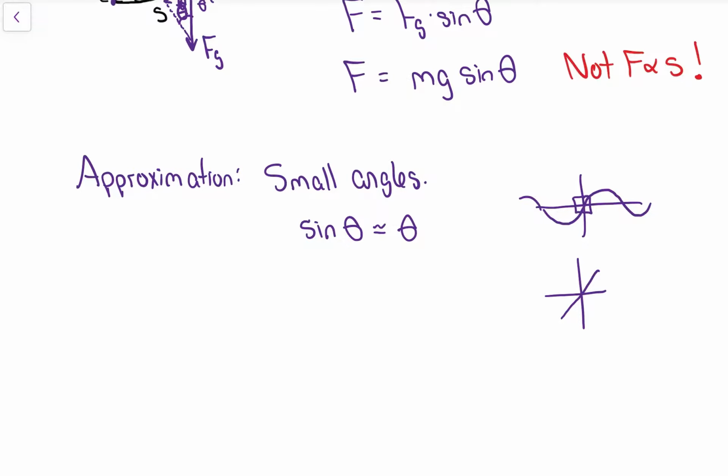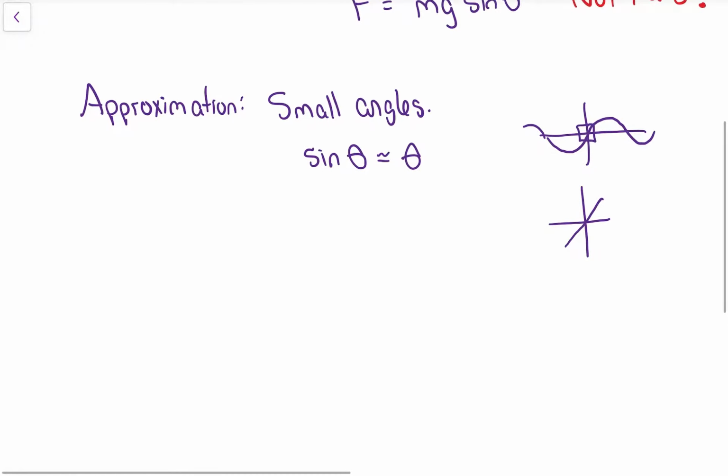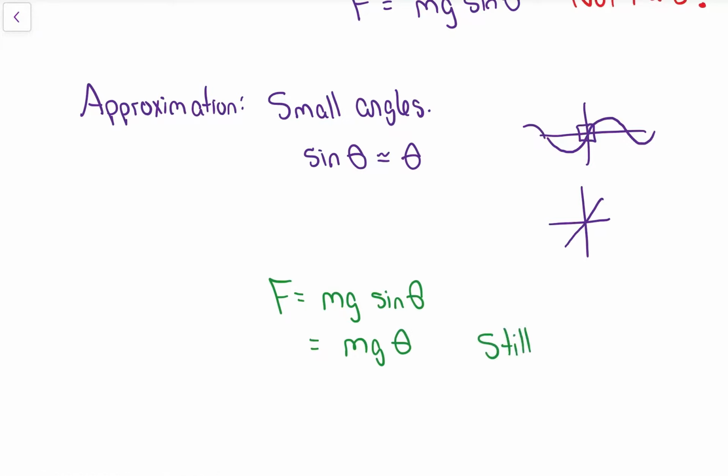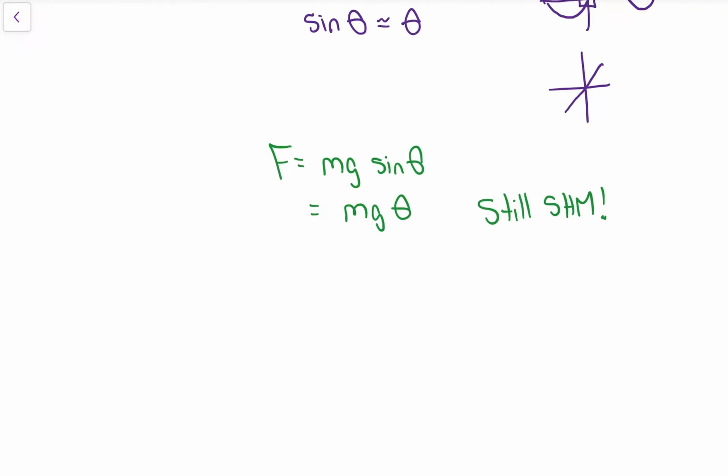So by using this approximation, this special case, if we only consider a pendulum that's swinging with small angles, then we can say that our restoring force, instead of being mg sine theta, is mg theta. Still not simple harmonic motion. But we can get out of this.